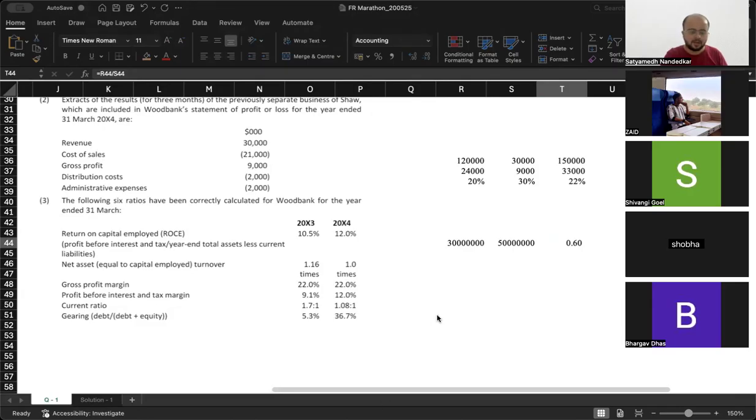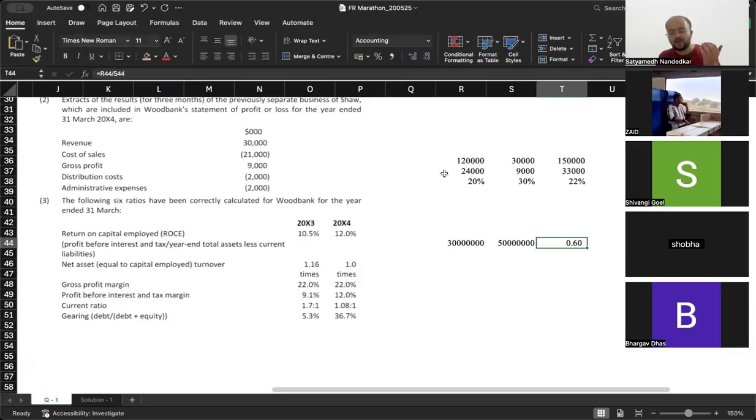Look at the current ratio. Current ratio is a measure of short-term liquidity, right? Do you have enough current assets in order to pay off your current liabilities? Last year it was 1.08 is to 1. Current year it is 1.7 is to 1. Or rather, no, it is the opposite. Last year it was 1.7 is to 1. Current year it has fallen to 1.08 is to 1. You will first of all make a comment on the factual part, that last year it was this much, current year it is this much.